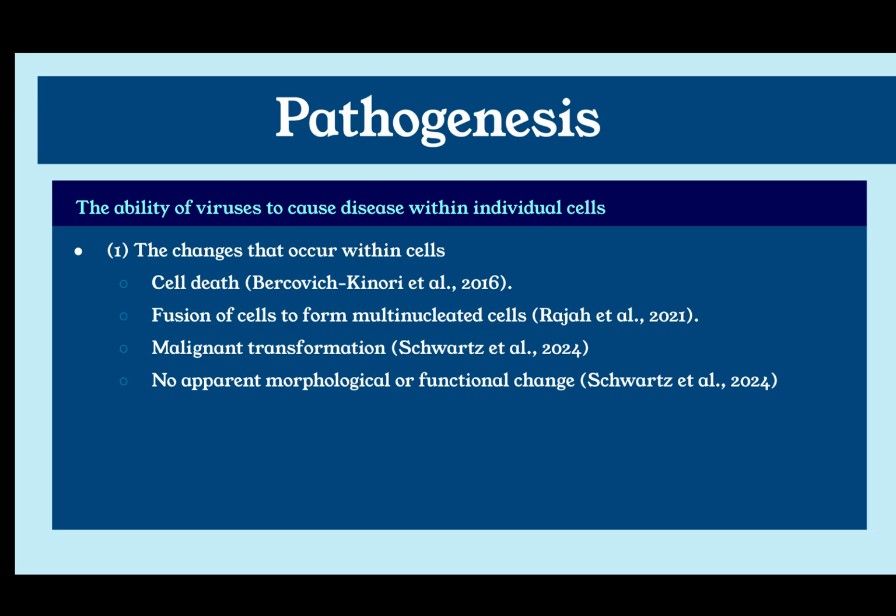Pathogenesis is the ability of a virus to cause disease, and it has 2 distinct levels. The first level is the changes that occur within individual cells, and the second is the process that takes place in the infected patient. Within the individual cell, there are 4 main effects.